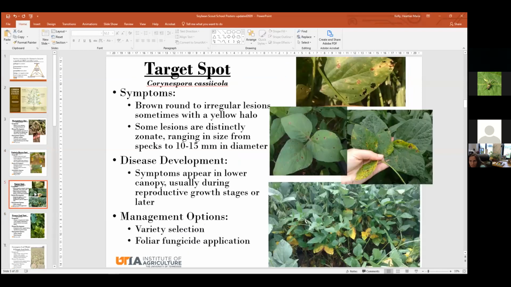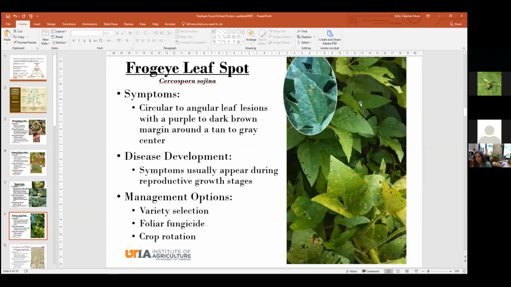Again, just some pictures here of target spot that you might have seen on the other ones. Again, that lower canopy. Here's a whole canopy shot, lower bottom right-hand corner. In that lower canopy, the leaves might start to yellow up really good because it's probably a mix down there of target spot and Septoria brown spot, and start to defoliate as the pathogen then moves up. And again, the lesion size and shape can vary across different varieties and environments for target spot. So, frogeye leaf spot, it's a foliar lesion.